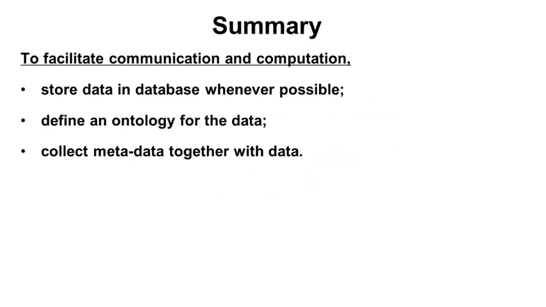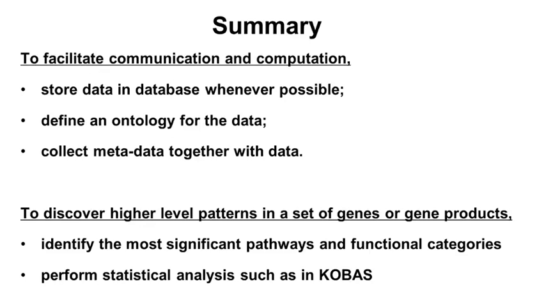In summary, to facilitate communication and computation, we need to store data in database whenever possible, define an ontology for the data, and collect metadata together with data. To discover higher-level patterns in a set of genes or gene products, we can identify the most significant pathways and functional categories by performing statistical analysis with tools such as Cobas.